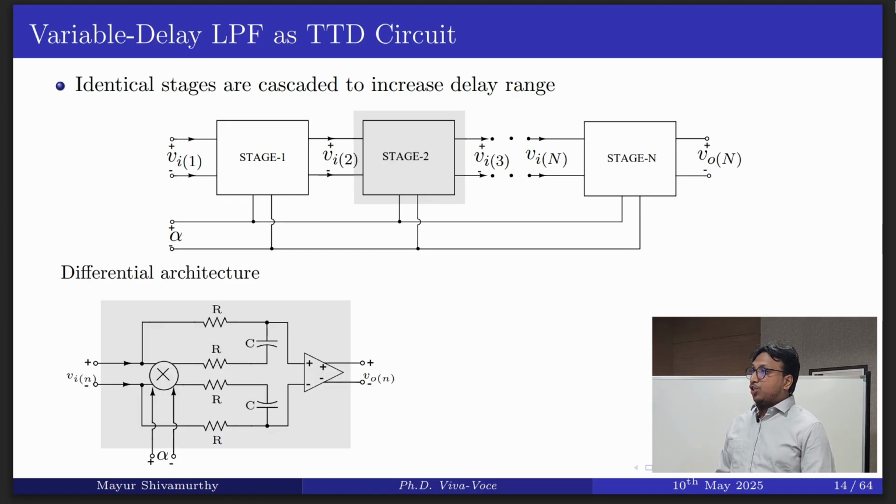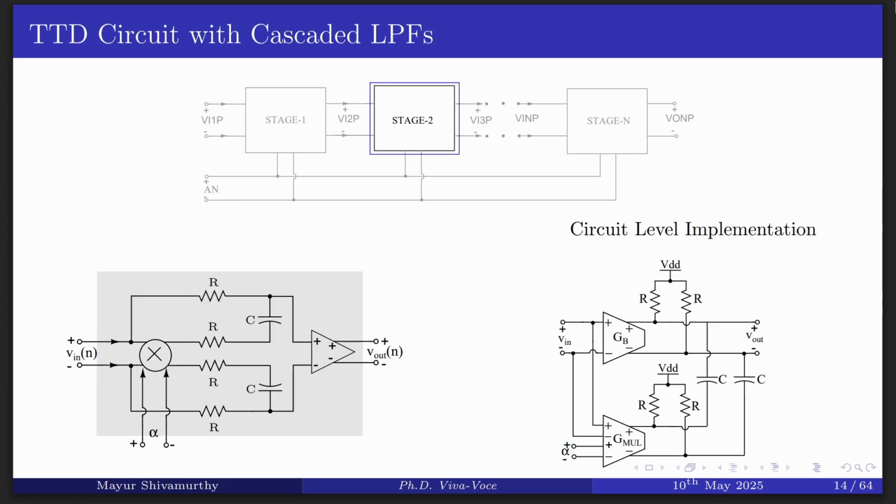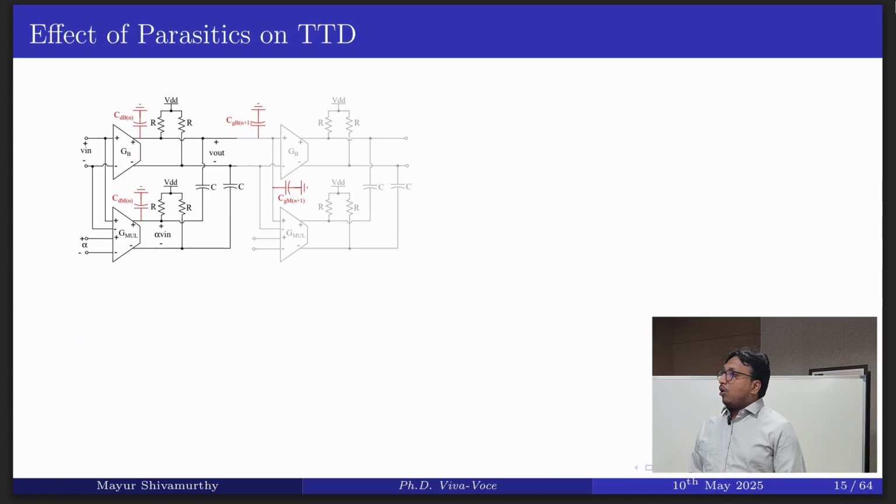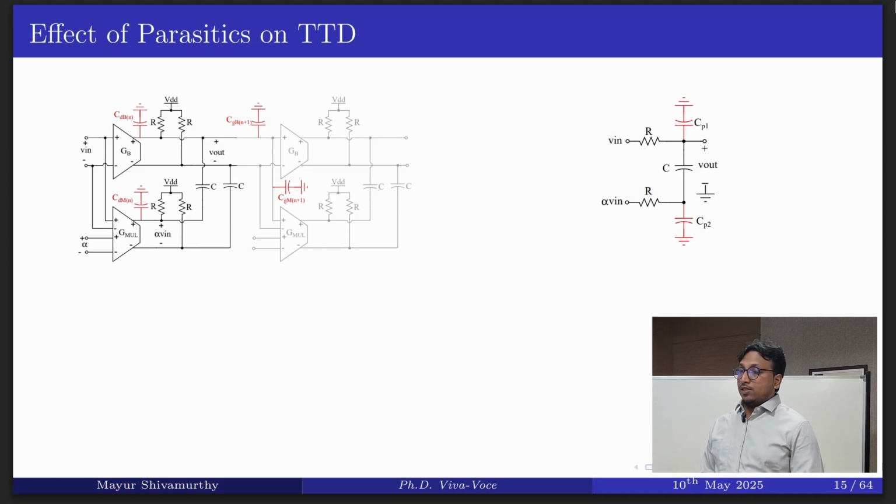So this is the differential architecture of the low pass filter used in the TTD implementation, and the circuit level implementation using transconductors, resistors and capacitors. In the case of an n stage implementation of a TTD, because of the on-chip implementation, there exists a parasitic capacitance from its own stage and from the succeeding stages. So when we analyze this carefully, accounting for the parasitic capacitances, the equivalent circuit can be written like this, where CP1 and CP2 correspond to the parasitic capacitances.